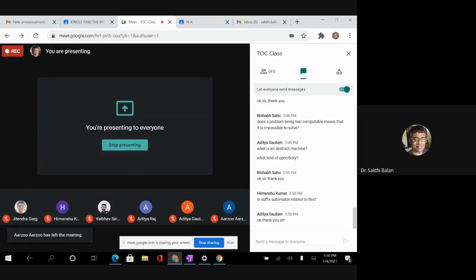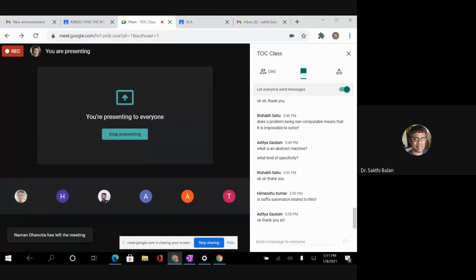Is suffix automaton related to this? I don't know anything about suffix automaton. What do you mean by suffix automaton? I don't know. There are various types of automata. So it might be one of the types, I don't know.